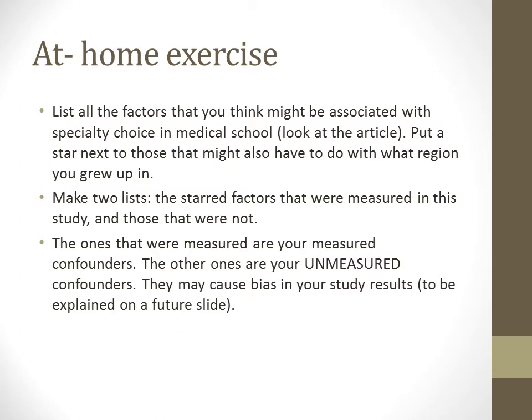So here's an at-home exercise that you can do. Just take a minute to jot this down. You have not only your class study to look at, but there's also an article assigned that has to do with specialty choice in medical school. So list all the factors that you think might be associated with specialty choice in medical school, whether you think gender or age or region or socioeconomic status or race, ethnicity, or whatever might be associated. Just make a whole list of all the things that you think might be there.